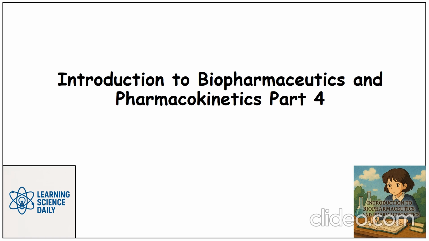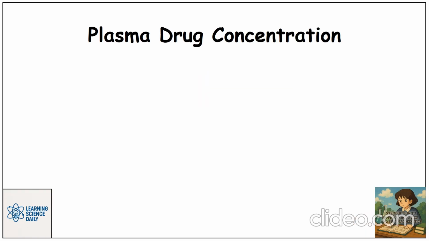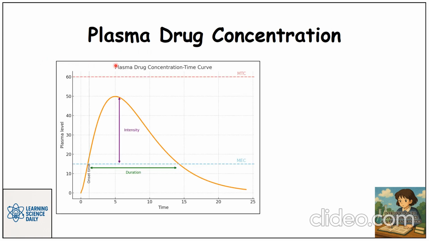When a drug is given to someone, doctors can check how much of the drug is in their blood or plasma at different times. They take blood samples at regular time intervals after the drug is given. These drug levels are then plotted on a graph, with time on the x-axis and drug concentration on the y-axis. This makes a curve called the plasma drug concentration time curve.